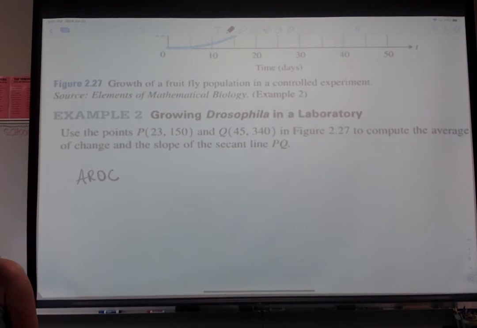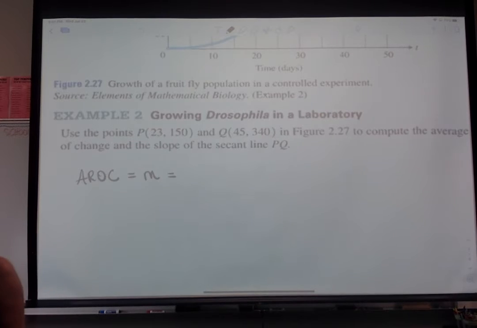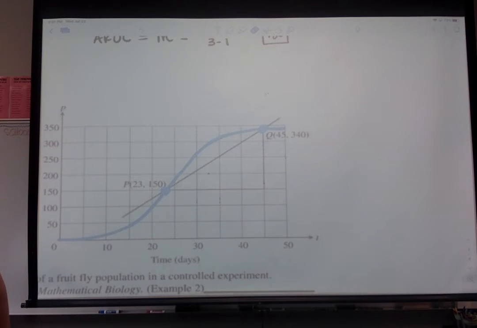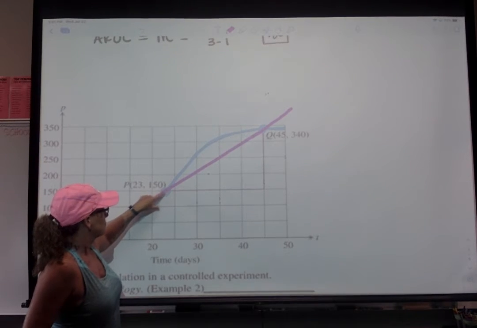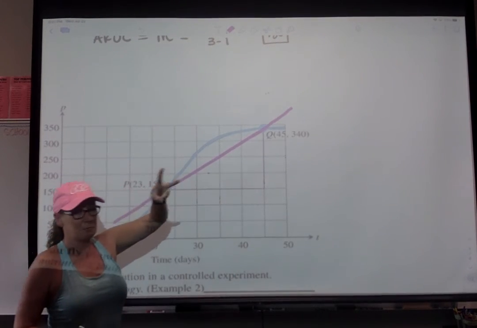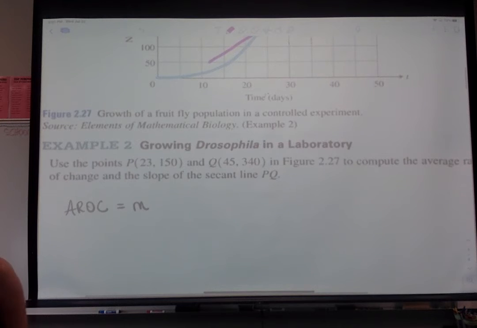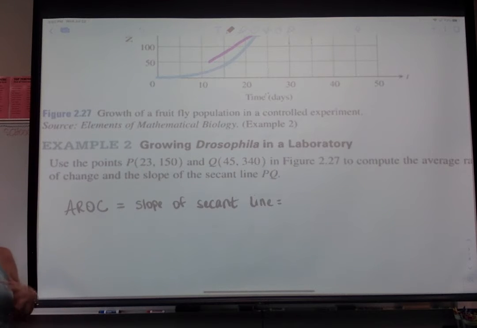I'm asked for average rate of change, which is just slope. Now hang on, let me clarify that. It's the slope of a secant line. A secant line is a line that touches the function more than once. So this secant line passes through this point, the one I'm looking at, and this point. It passes through the function twice. That's the line that I'm finding the slope of. So average rate of change is actually the slope of our secant line. Important vocabulary that's going to come up later when we start doing some calculus.